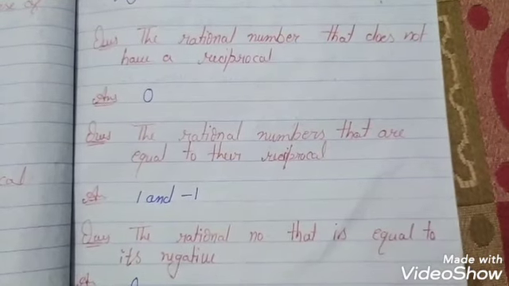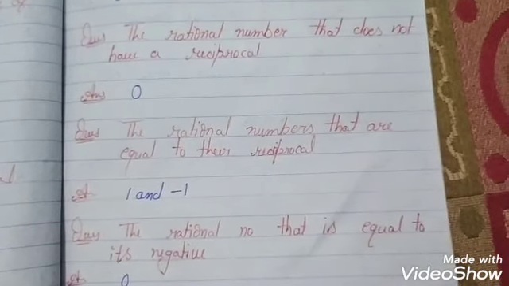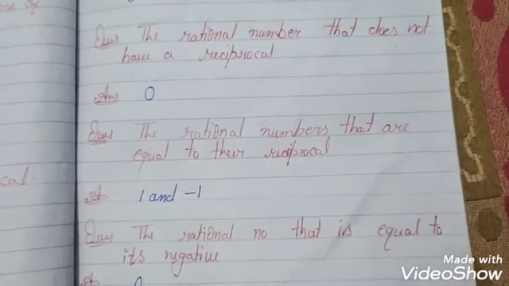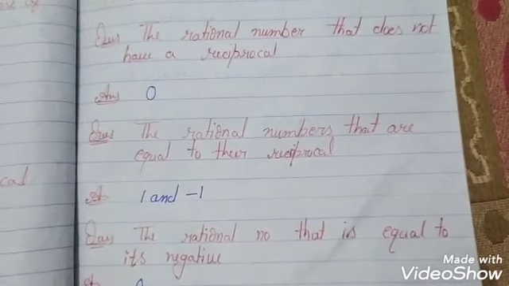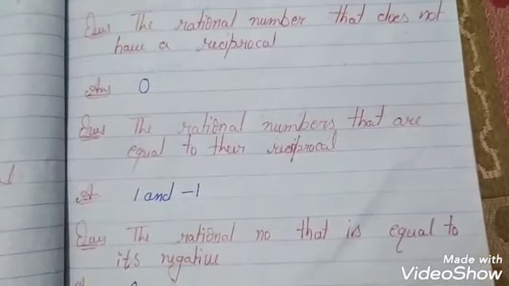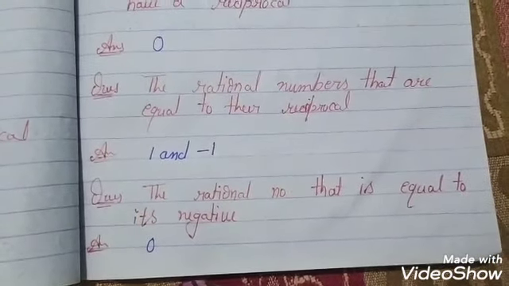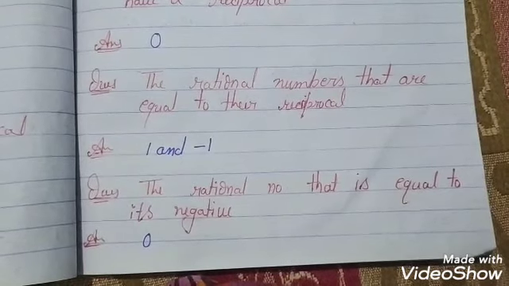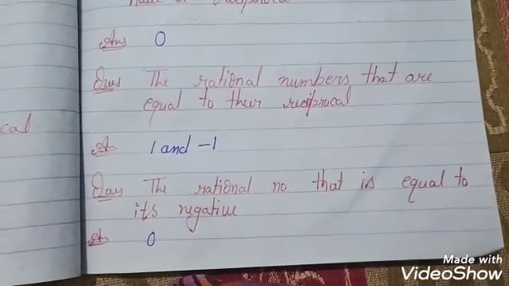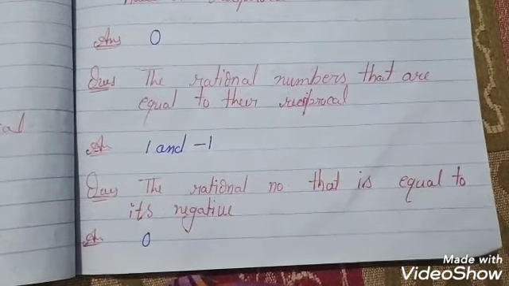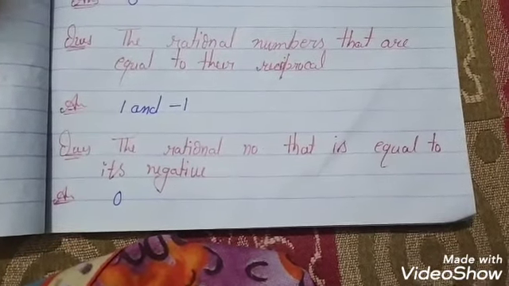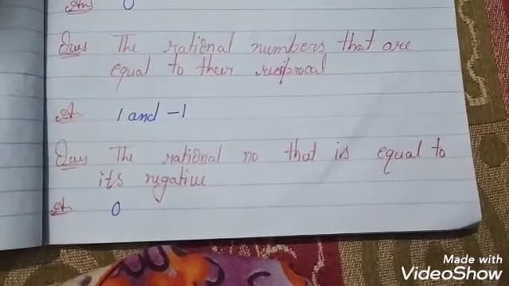Now move to our next question, and the question is: the rational number that does not have a reciprocal. So 0 is the only rational number that does not have a reciprocal. Next question is: the rational numbers that are equal to their reciprocal. So their answer is 1 and minus 1. 1 and minus 1 are two numbers whose reciprocals are equal to them. Next question is: the rational number that is equal to its negative, and the answer is 0.